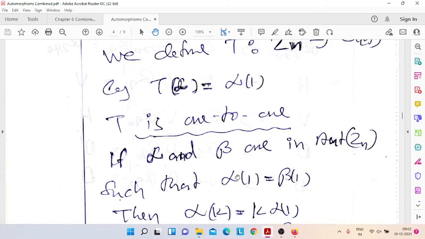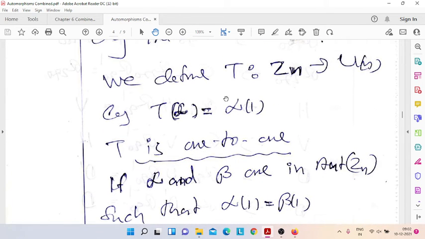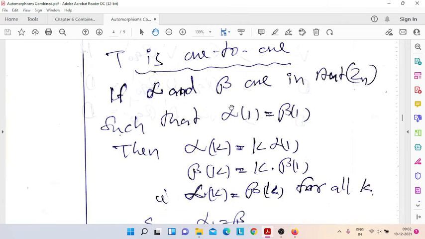So the correction, once again I repeat it. There is a correction that T is not defined from Zn to Un. T is defined from the automorphism group of Zn, so here AUT must be included. So T is defined from AUT of Zn to Un. So let's continue.